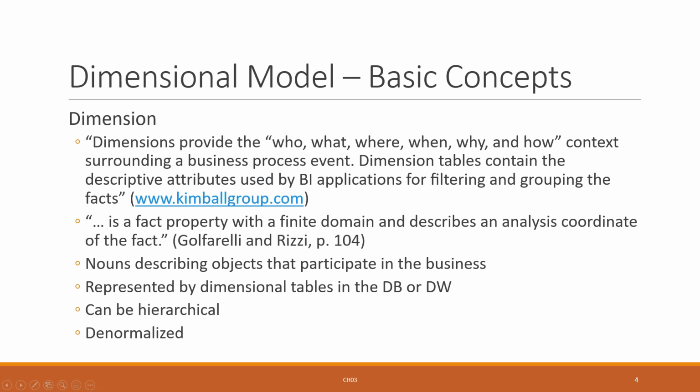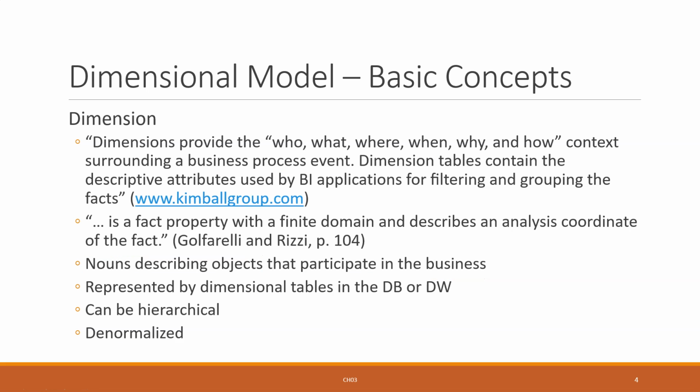But let's talk about what a dimension is first. A dimension provides us an idea about who, what, where, when, why, and how that business process event occurred. So earlier I mentioned salesperson, the product, the customer. These are all nouns that describe the objects that participate in that event. These are represented in dimensional tables in the database or the data warehouse. They can be hierarchical and they can be normalized. We'll make more sense of what these two terms mean shortly.